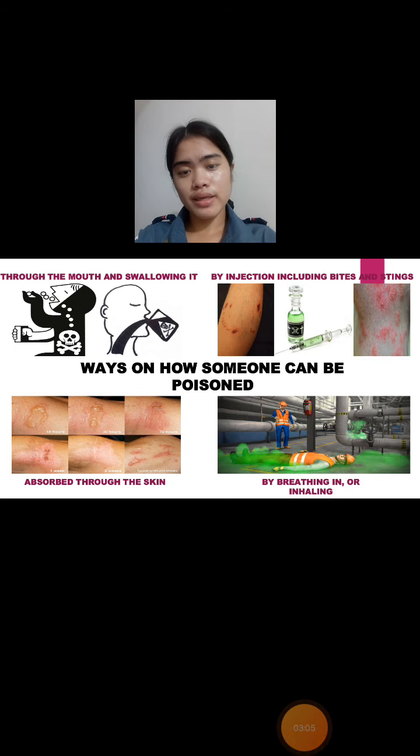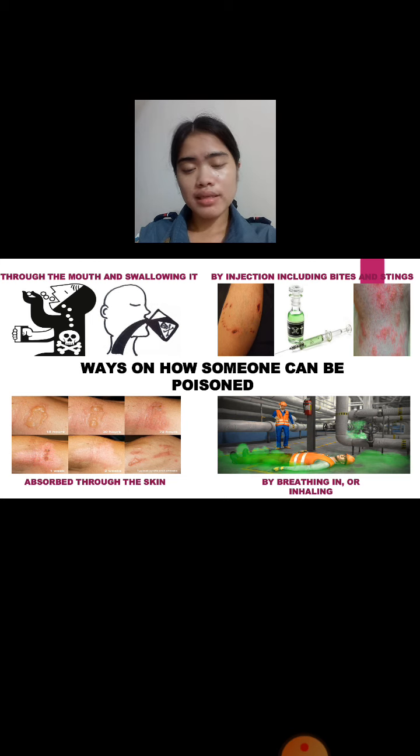Now let's proceed to how someone can be poisoned. Number 1, through the mouth by swallowing it. Number 2, by injection, including bites and stings. Examples are snake and insect bites. Also used needles, which might carry some blood and viruses.